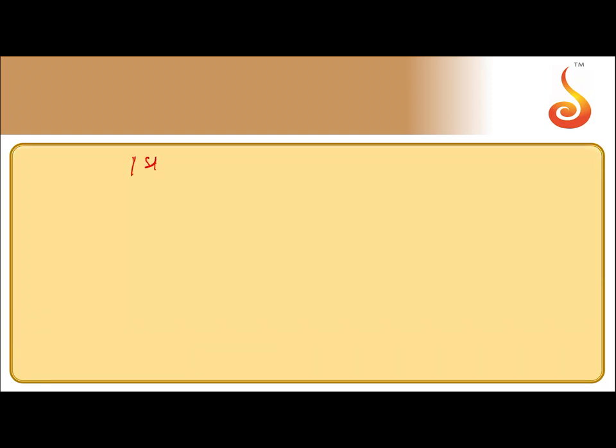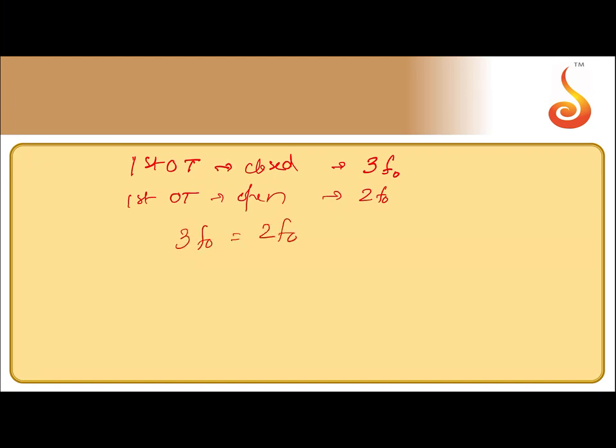Here, the first overtone of a closed organ pipe corresponds to 3f0 and the first overtone of the open pipe corresponds to a frequency of 2f0. He says 3f0 is equal to 2f0. So 3 times V divided by 4L, the frequency of sound in the closed pipe, is equal to 2 times V0 divided by 2L for the open pipe.